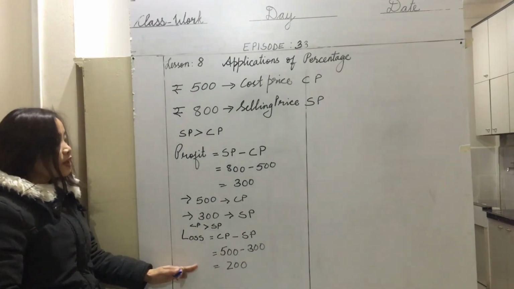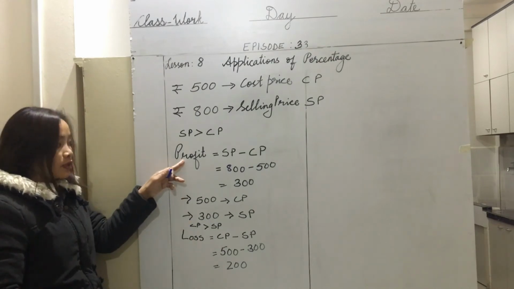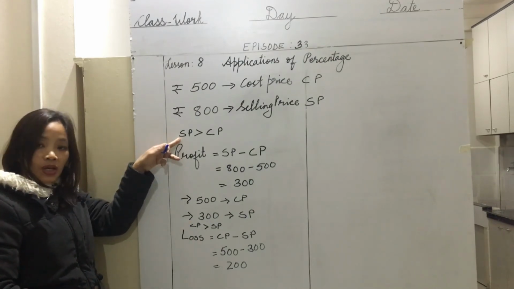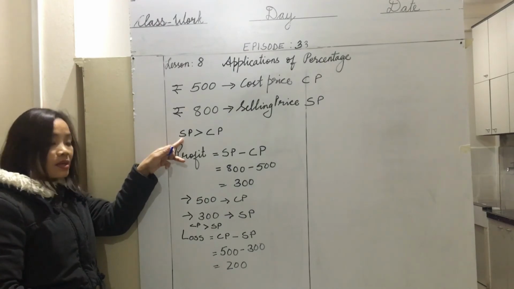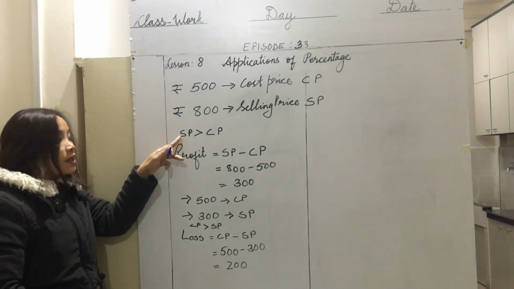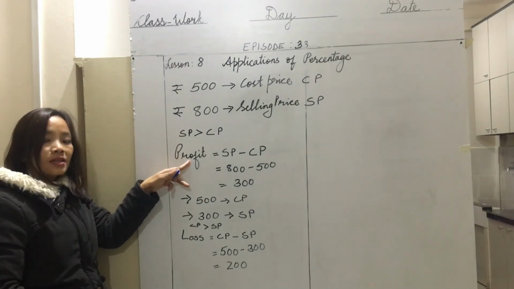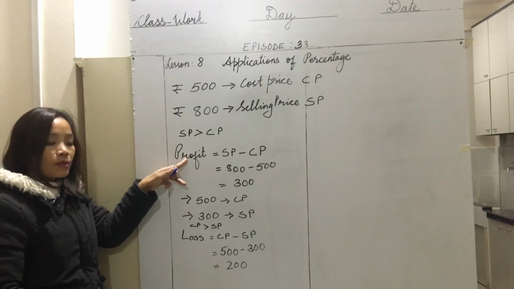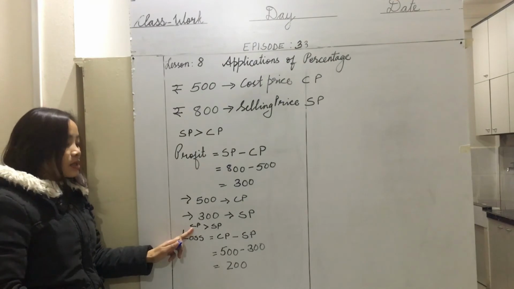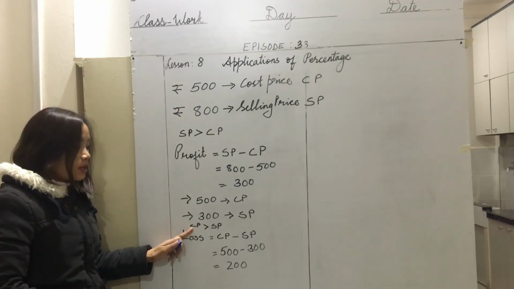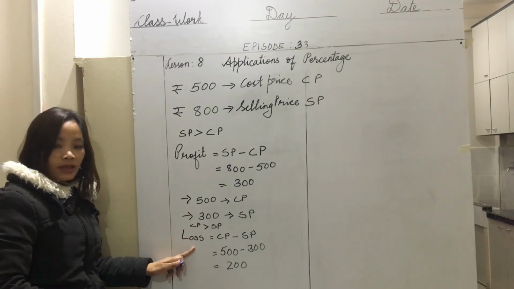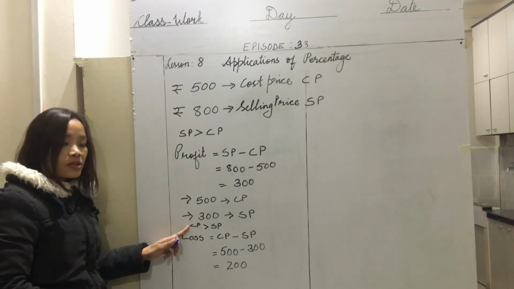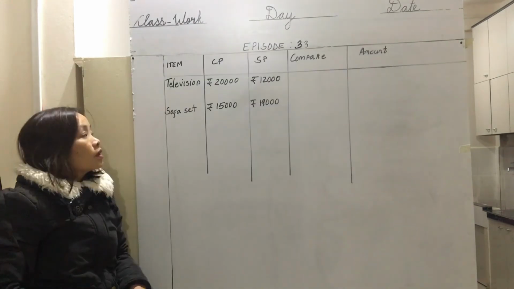So what do we find here? In a profit, the SP is bigger, right? When the selling price is bigger, then there is a profit. Then when the cost price is bigger, we get a loss here, right? When the cost price is bigger, there is a loss.